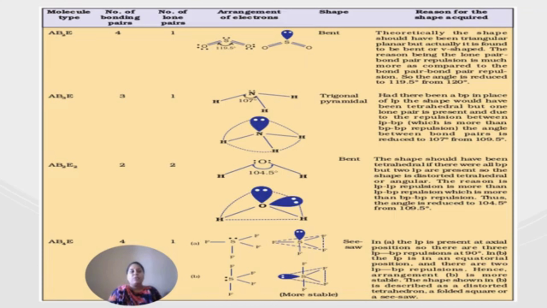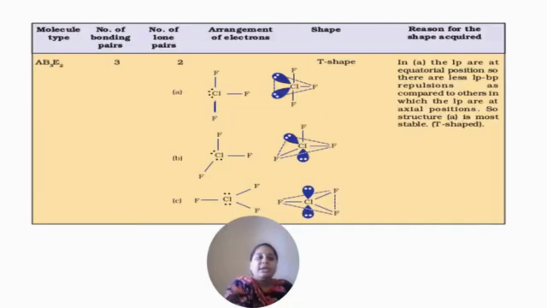The next is AB4E. The number of bonding pairs is 4 and the number of lone pairs is 1. Here it is seesaw shape. If the lone pair is present at the axial position, there are 3 lone pair bond pair repulsions at 90 degrees. If the lone pair is in the equatorial position, there are 2 lone pair bond pair repulsions. Hence this arrangement is more stable. Here AB3E2 is a T shape. Lone pairs are present at the equatorial positions, so there is less lone pair bond pair repulsion as compared to others.